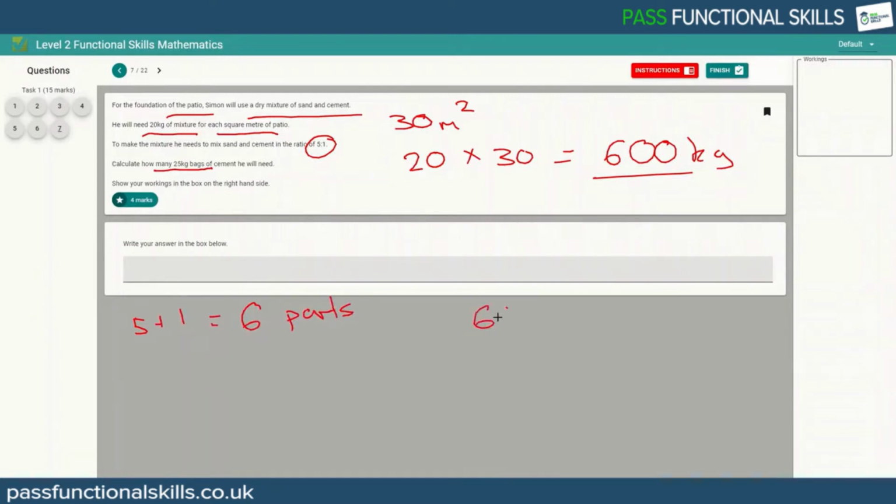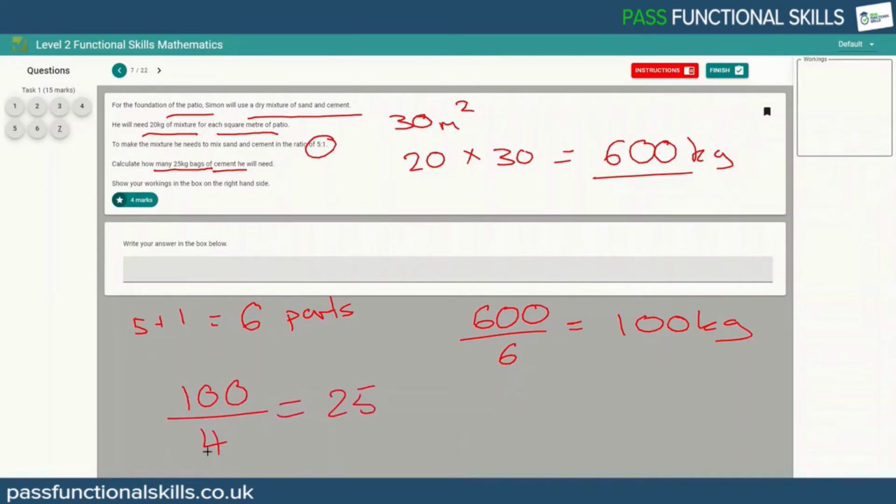So 600 kilograms divided by 6 parts means that 100 kilograms is 1 part of this ratio, which is all we need to find, because we're just asked to find for cement, and we're told that cement comes in bags that are each 25 kilograms. So the final step of the question is us doing 100 divided by 25, which is equal to 4. So we've worked out that he'll need 4 bags of cement.